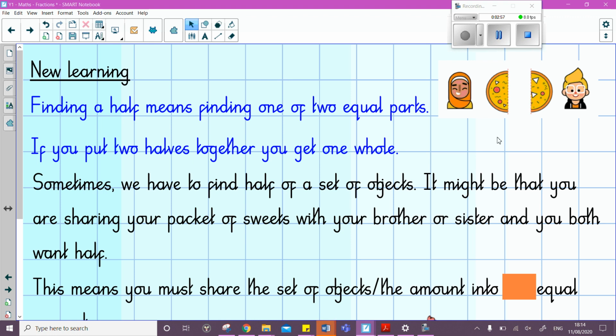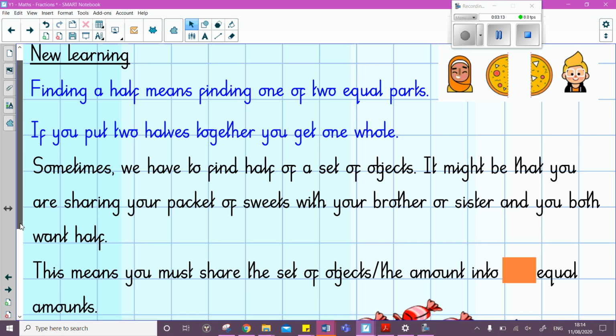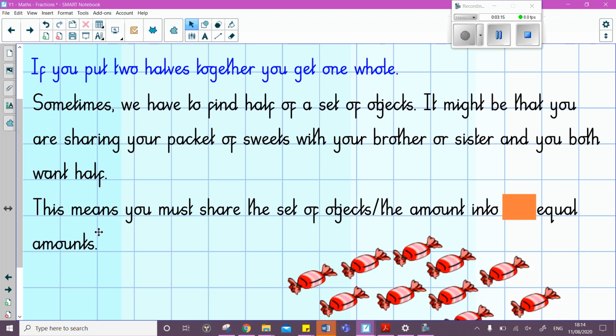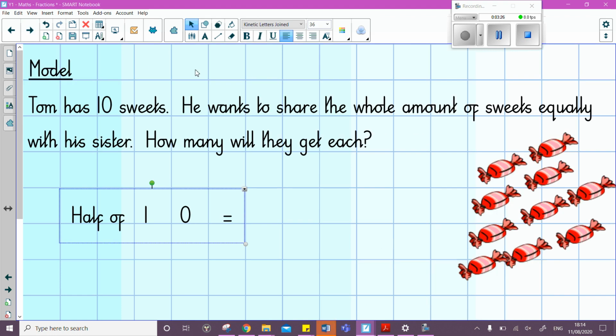And sometimes we have to find half of a set of objects. It might be that you're sharing a packet of sweets with your brother or sister and you both want half. It might be that you've got your little figures out and you're playing with those with your friends and you want to share them in half. So we need to know how to do that. And it just means that you must share the set of objects or the amount into two equal amounts, two equal parts. So let's have a look.